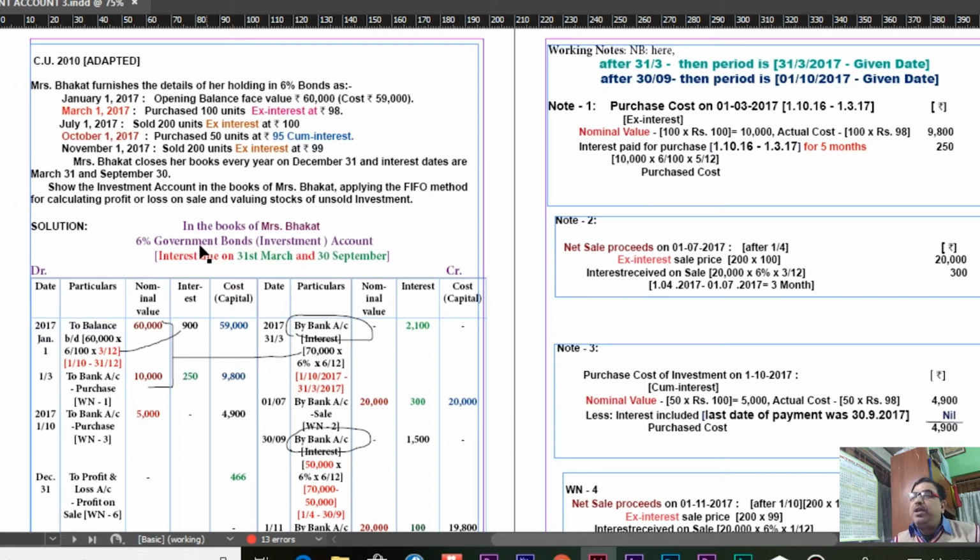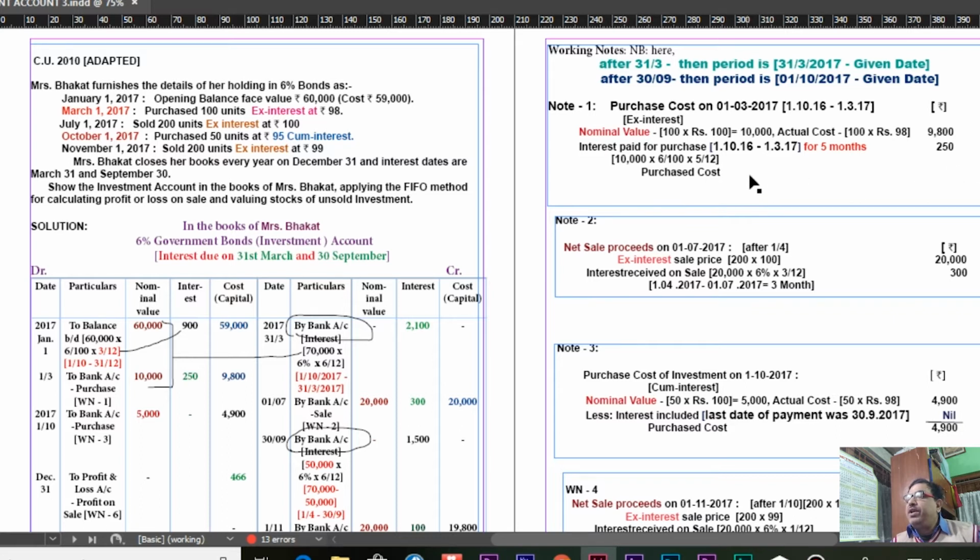100 was given in the question. And see the second transaction: 100 units ex interest at 98 rupees. Therefore, multiply by 98 rupees, and 100 into 98 is equal to 9800. Naturally, interest paid for purchase will be rupees 250.